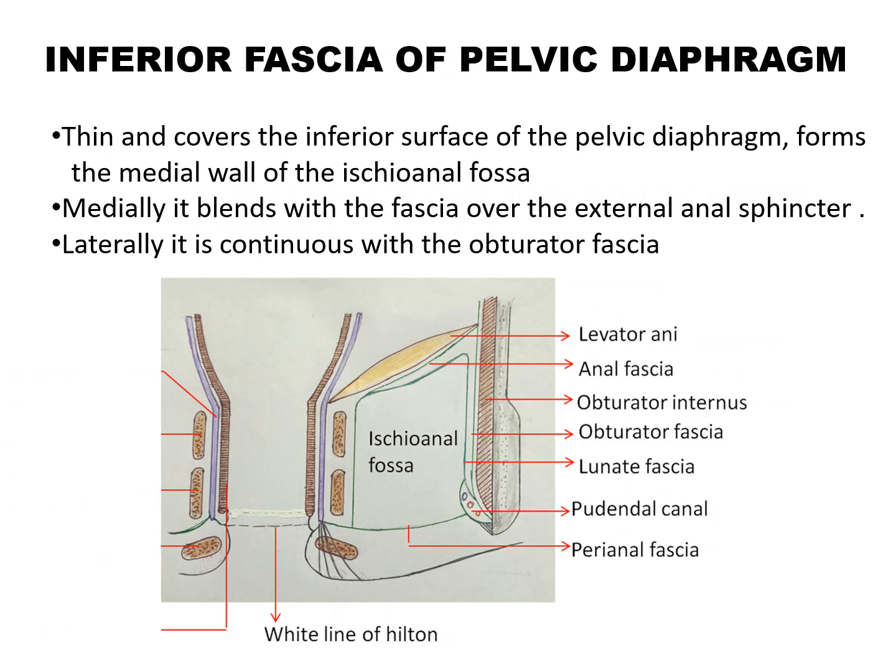The inferior fascia of the pelvic diaphragm, otherwise called the anal fascia, is a thin fascia which covers the inferior surface of the pelvic diaphragm, which forms the medial wall of the ischioanal fossa. The slanting muscle in this diagram is the pelvic diaphragm, that is, the levator ani muscle. If you trace the inferior fascia of the pelvic diaphragm, medially it blends with the fascia over the external anal sphincter, and laterally it becomes continuous with the obturator fascia.